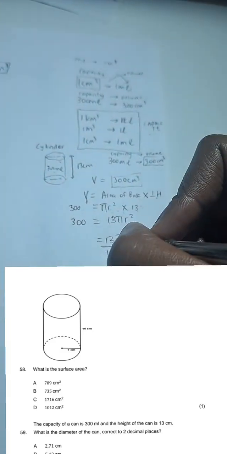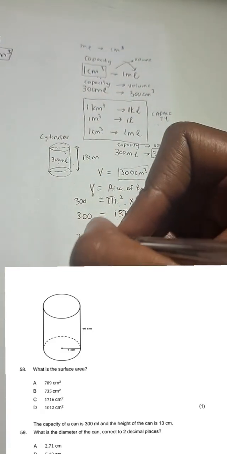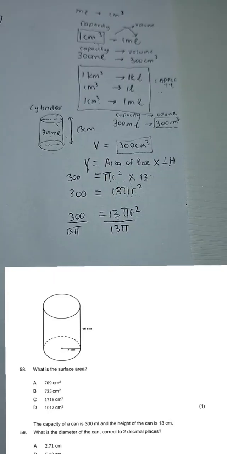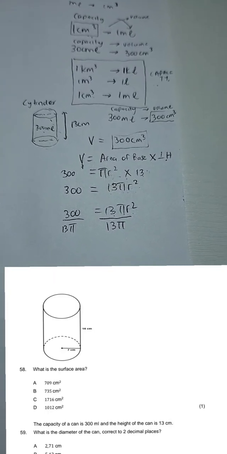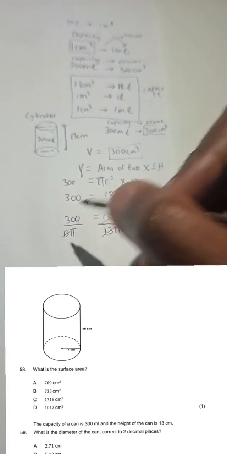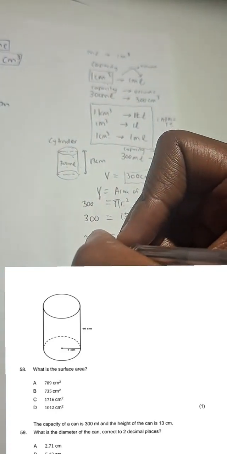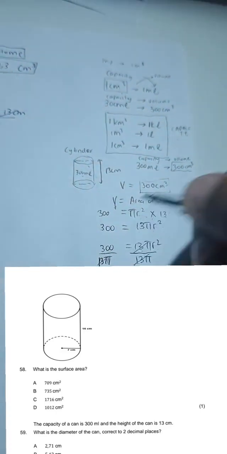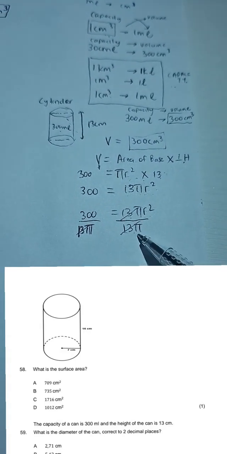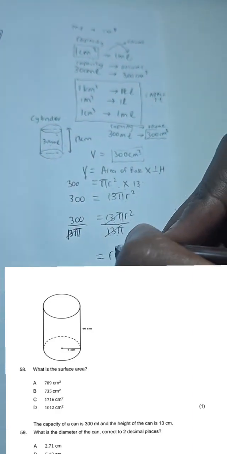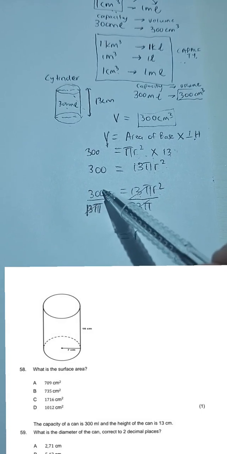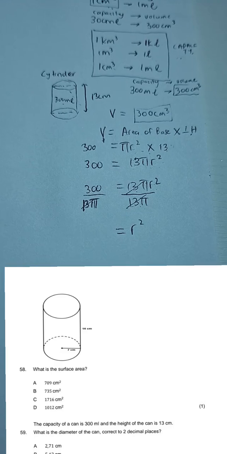But remember, guys, if you do that to an equation, what you do to the left, you must do where? To the right. So we divide both sides by 13 pi. Then that cancels, because this divided by that is 1. What does that leave us with? r squared equals 300 divided by 13 pi. We take our calculator and punch it in.